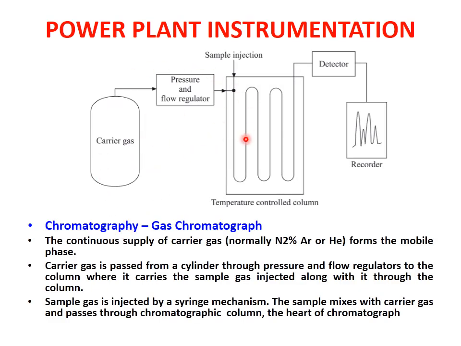Now next is a block diagram shown here, showing how the recording of the chromatogram takes place. First there is a carrier gas cylinder. The carrier gas can be of any type, that is helium, nitrogen, argon, etc. Then it will be passed through a pressure and flow regulator, which is nothing but a valve which will regulate the pressure and flow of the gas.